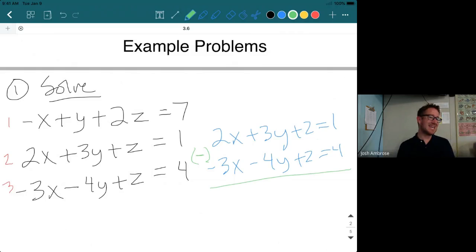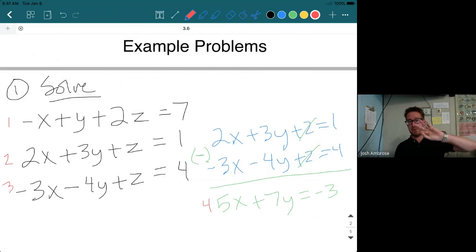2x minus a negative 3x gives you 5x. Don't forget, negative, negative makes a positive. Okay? Now a positive 3y minus a negative 4y, same thing, gives us a positive 7y. Now z minus z, they will get crossed out. Okay? And now we have 1 minus 4 giving us a negative 3. Now what I'm going to do is label this equation, equation 4.